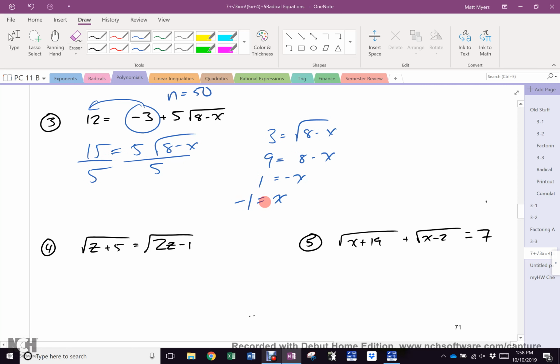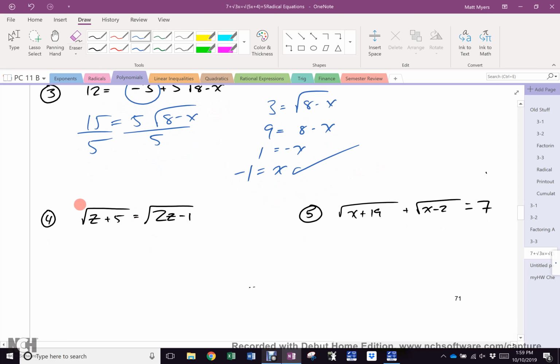And then I check. What is 8 minus negative 1? 9. What is the square root of 9? What is 5 times 3? What is 15 minus 3? Does 12 equal 12? We're right.